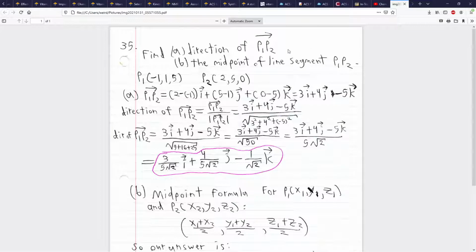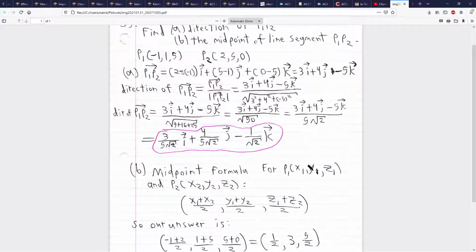One last problem in this topic of plain vector math: let's find the direction of the vector P1P2 between these 2 points, and the midpoint of line segment P1P2. P1 is given as negative 1, 1, 5, and P2 is 2, 5, 0. Those are the coordinates x, y, and z. So the vector is just the subtraction P2 minus P1, because that's the second minus the first.